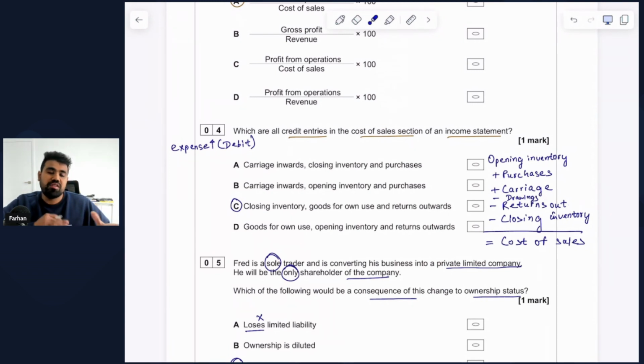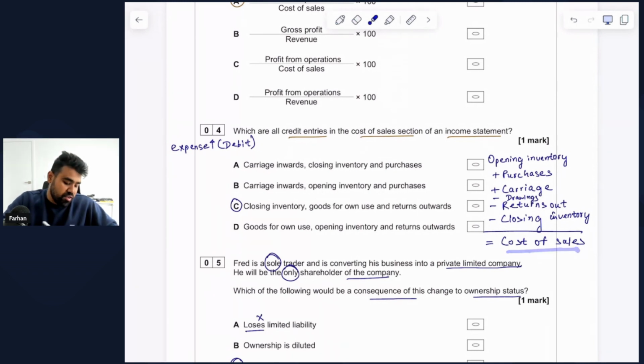So we are subtracting return outwards and we are reflecting the fact that we have returned some of the inventory that we have purchased previously from our supplier. And then you subtract the closing inventory, whatever is left on hand at the end of the financial year. And that should give you the total of cost of goods sold, which is also known as the cost of sales. Now, we understand that cost of sales is an expense account by default because it refers to the cost.